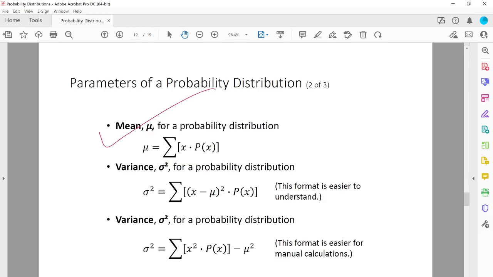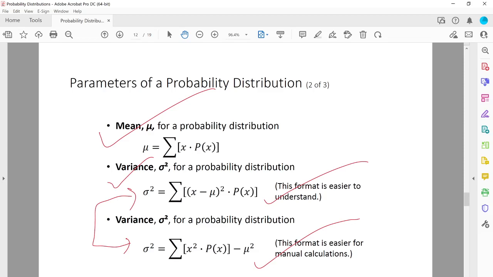To calculate the mean, you have to find the multiplication of x, the random variable, and its corresponding probability, and find the sum. For calculating variance, there are 2 different ways to calculate it. Either you can use this formula or this formula, it's up to you. To calculate using the first formula, first of all find the difference between x and mu and square it, and then multiply it by the given probability, and just add them all.